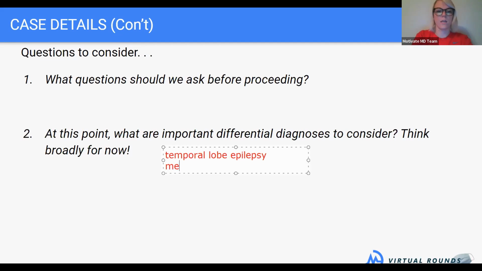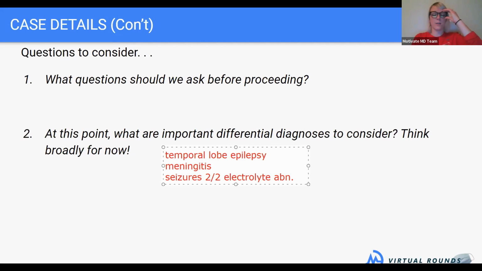Epilepsy, good. We want to keep meningitis on our differential. I agree with that. We can say seizures secondary to electrolyte abnormalities. Anything else? What else do you guys want to consider? We could say brain tumor. Less common, but we want to keep it on our differential, especially if we're going to scan this person anyway. That's definitely something we want to consider.